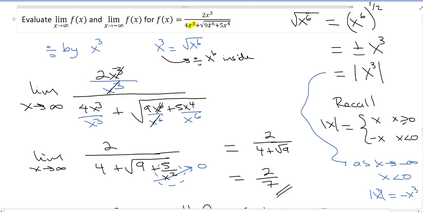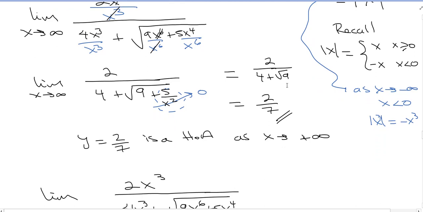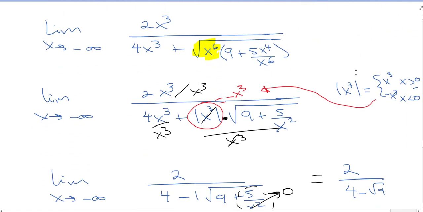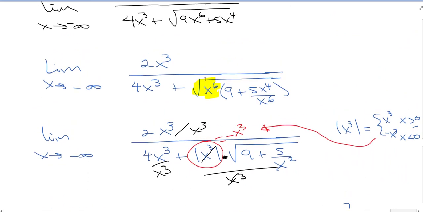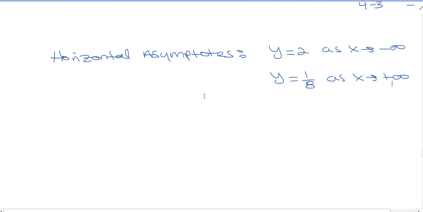The square root of something squared, right, is the absolute value. And so then we have to look at, especially with limits going towards a negative number like negative infinity, the definition of the absolute value. And it only applies to where the square root is. So I'm not dividing everything by a negative x cubed, just that one. Right, so those are our horizontal asymptotes for this particular problem.